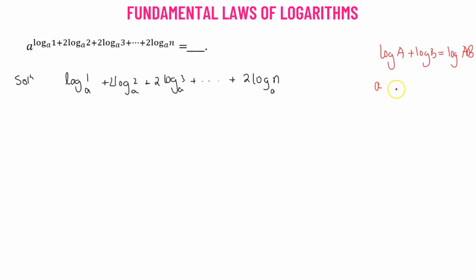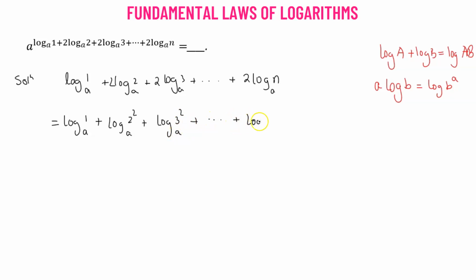That means if we have a multiplied to log of b, so that's the coefficient of the log of b, which is a, this can be raised as the power of b. So that means we will get log of b raised to the power of a. So let's apply the property. We will get log of 1 with the base of a plus log of 2 squared with the base of a plus log of 3 squared with the base of a. And we continue this to our final term. We have log of n squared with the base of a.